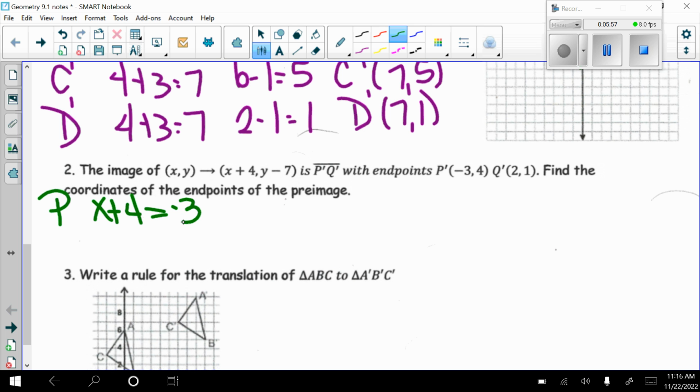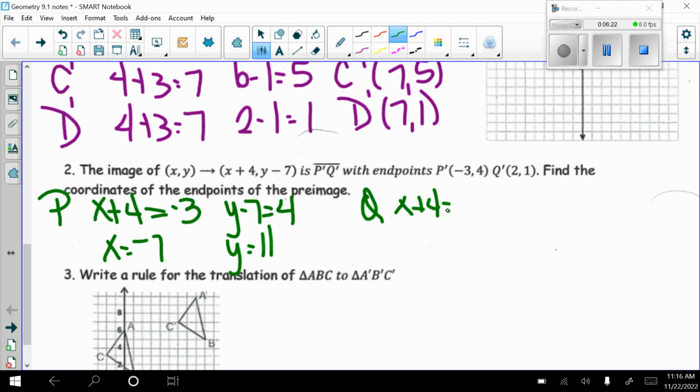So I just want to solve that for x. When I subtract 4 from both sides, I get x is -7. The y value of P: the rule was y minus 7 to get to the y value of P prime, which is 4. So now add 7 over, and I get y equals 11. I'm going to do the same thing with my Q. The rule for Q, again, x plus 4 equals the Q prime x of 2. Subtract 4 over, and I get x was -2. The y minus 7 equals the y value of Q prime, which is 1. So when I add 7, I get y equals 8.